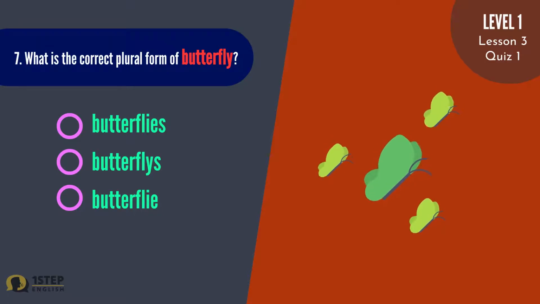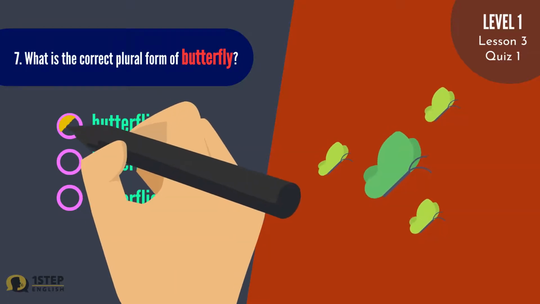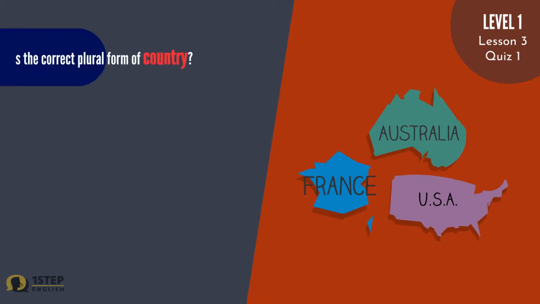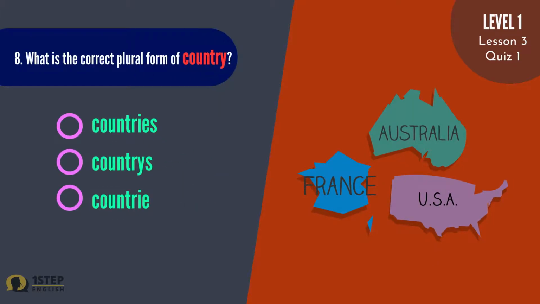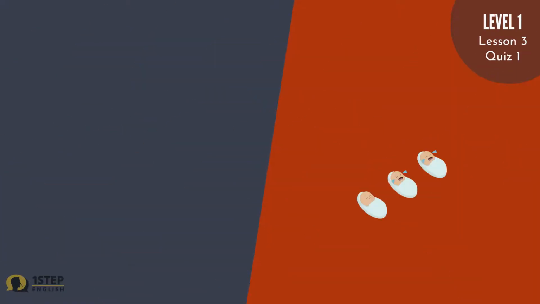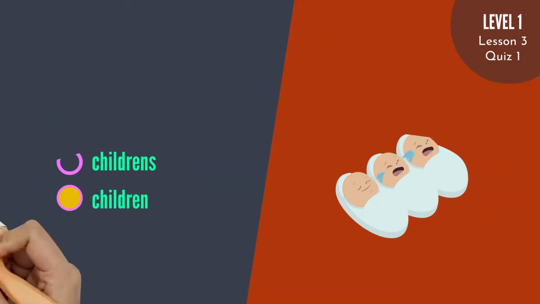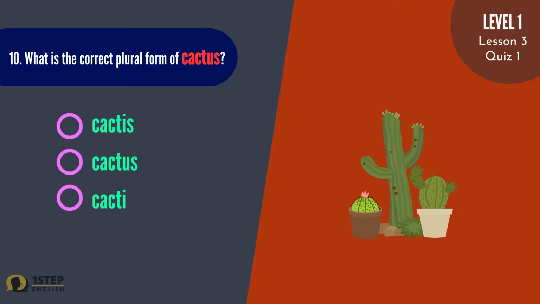Number 7. What is the correct plural form of butterfly? Butterflies. Number 8. What is the correct plural form of country? Countries. Number 9. What is the correct plural form of child? Children. Number 10. What is the correct plural form of cactus? Cacti.